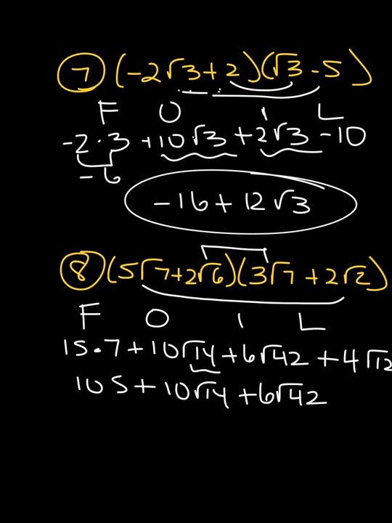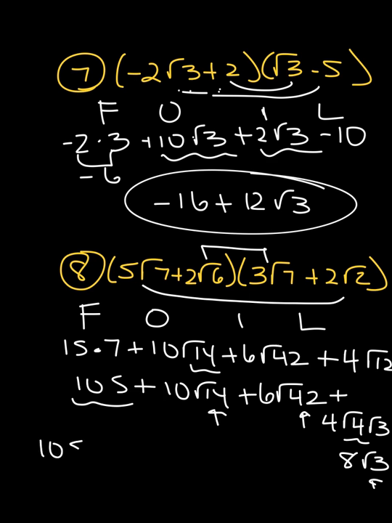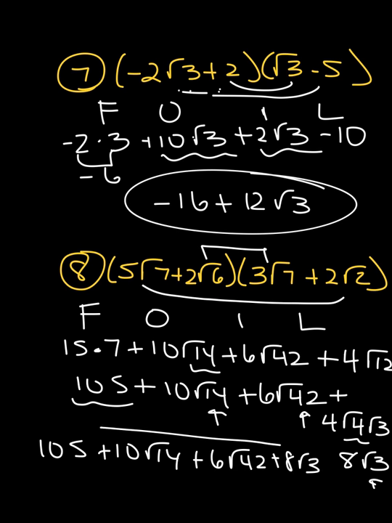Plus 6 root 42. And my last one I can simplify because there's a perfect square that goes into 12. So this gives me plus 4 times the square root of 4 times the square root of 3. So the square root of 4 right here is 2. So 4 times 2 gives me 8 root 3. Now when I look, I can't combine anything else. I have 105, which is my whole number, and then I have root 14 and a root 42 and a root 3, so I can't combine anything else. So I'm just going to rewrite my final answer. So I have 105 plus 10 root 14 plus 6 root 42 plus 8 root 3. And the order here really does not matter.